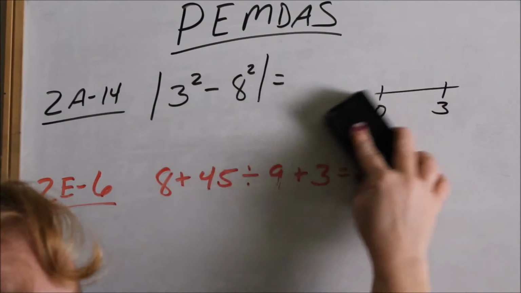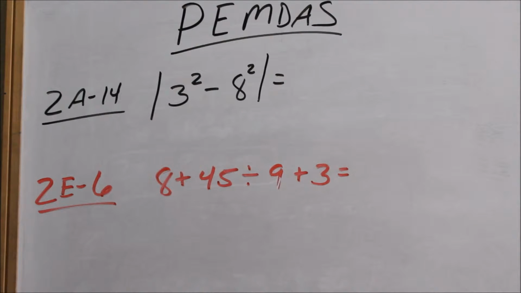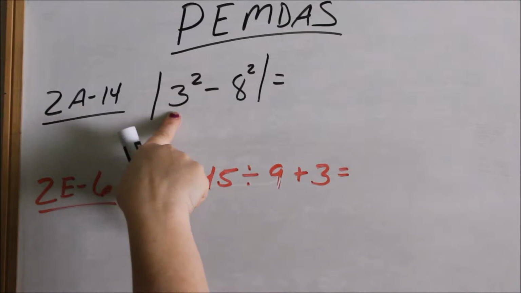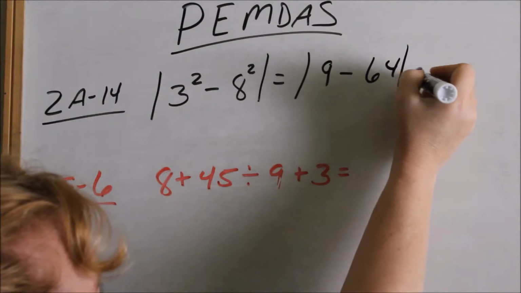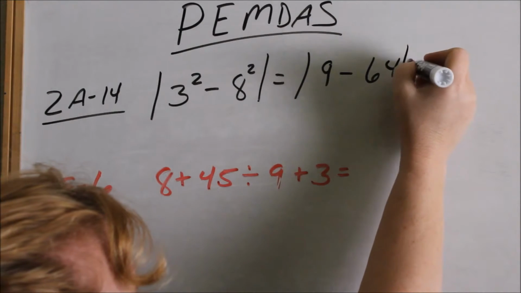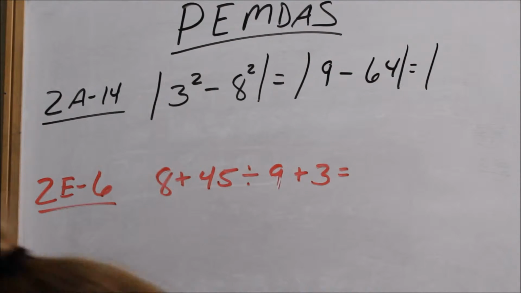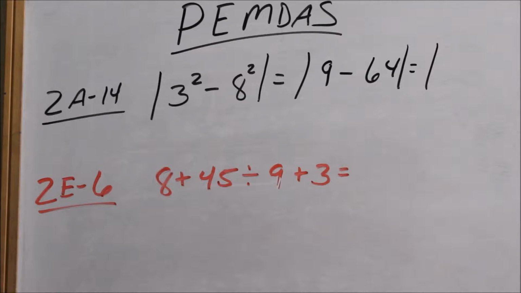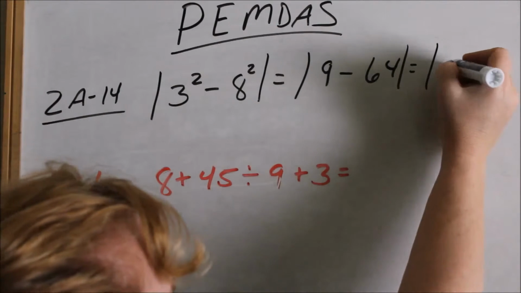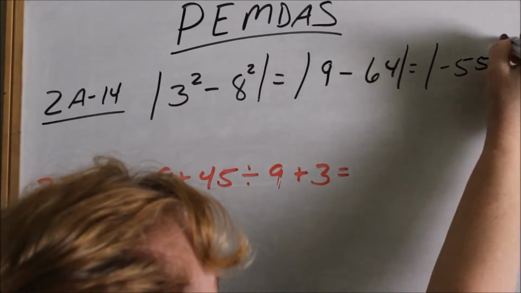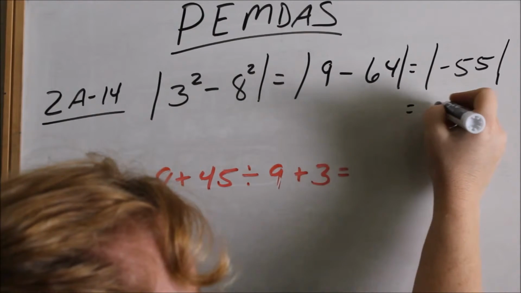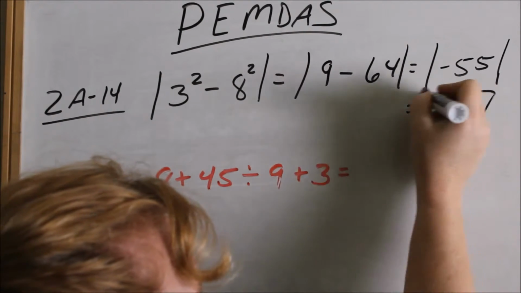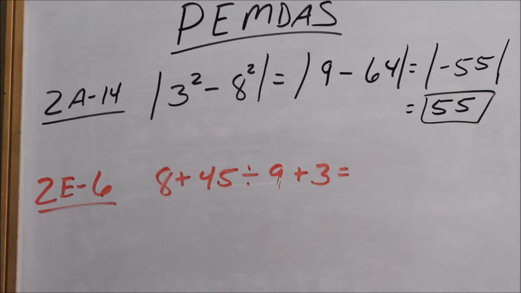You have 3 squared minus 8 squared, the absolute value of that. So you're going to do your exponent first. So you have the absolute value of 9 minus 64, and that's going to be a negative number. So you want the absolute value of negative 55, and the absolute value means any number becomes positive, so this would become a positive 55. That's just a reminder on what absolute value bars are. It makes any number positive.